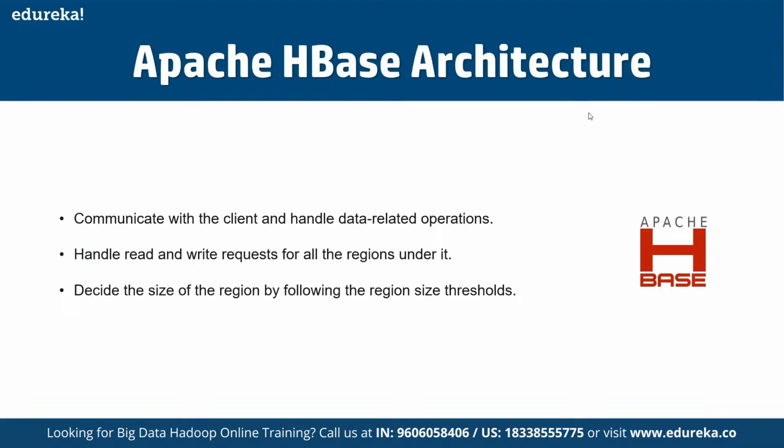If you talk about a region, then a region contains all the rows between the start key and the end key assigned to that region. HBase tables can be divided into a number of regions in such a way that all the columns of a column family are stored in one region. Each region contains rows in sorted order. Many regions are assigned to a region server, which is responsible for handling, managing, and executing read and write operations on that set of regions.